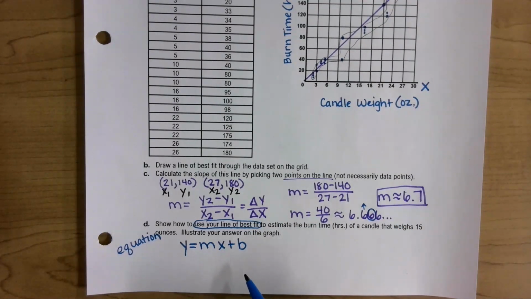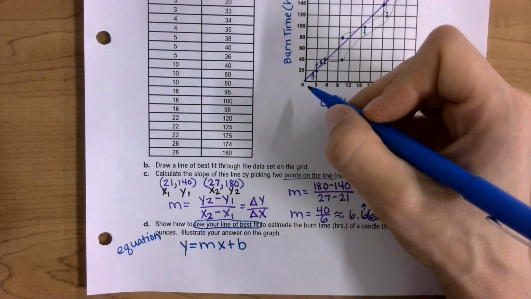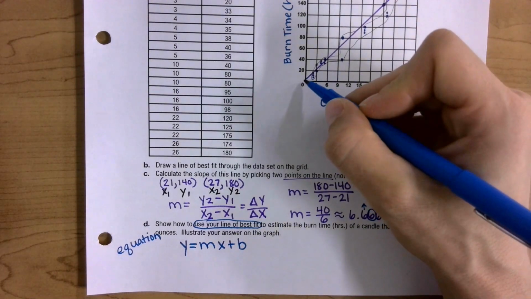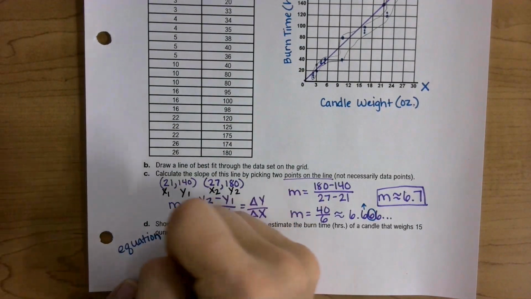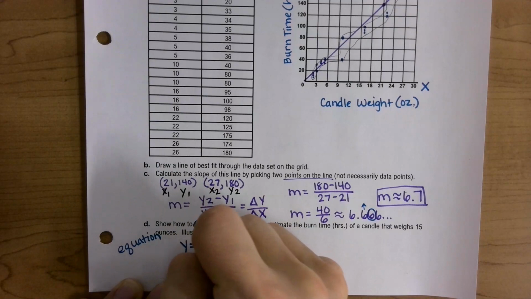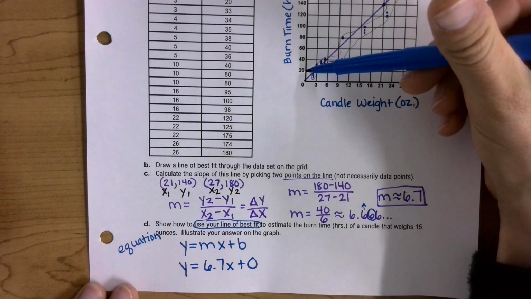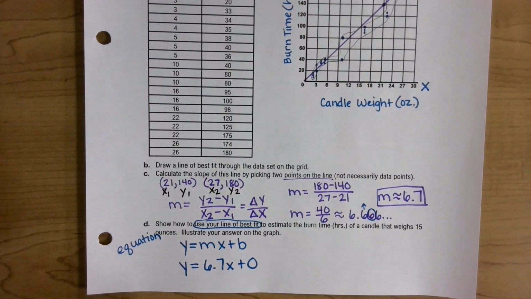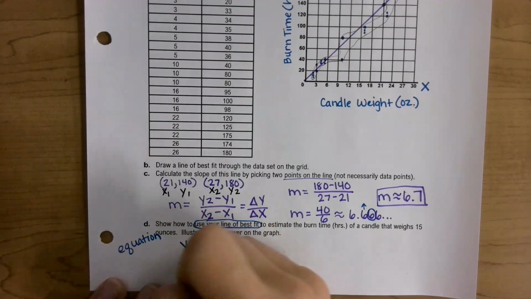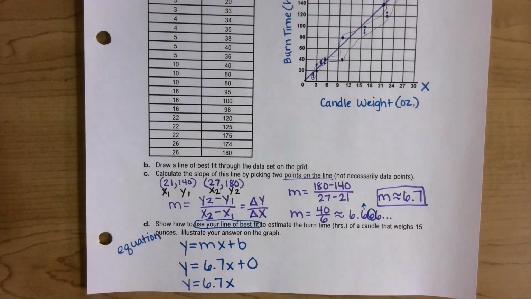I now need to go back to my graph and look at what my b value is. So I was trying to have it start at 0 because a candle that's 0 ounces is going to be 0 burn time. Looks like it's a little off there, but it's close, so I'm going to go with 0. So my equation would be y equals 6.7x plus 0. Now, if your line starts at 20, then your y-intercept would be 20. So always look at where the y-intercept is for your b value. And I don't have to put plus 0. Another way to write this would just be y equals 6.7x.